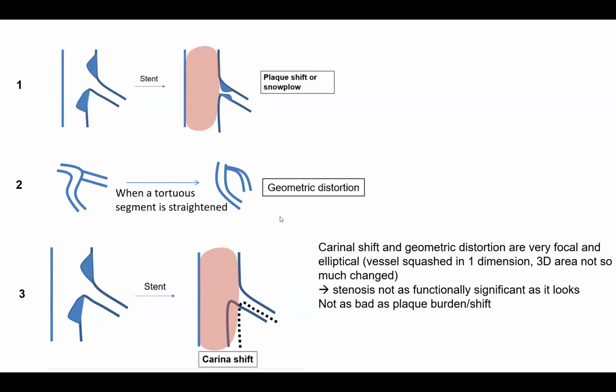Okay. The important thing is that the carina shift and the geometric distortion tend to be very focal processes and very elliptical, meaning they will look bad in one view, but they are elliptical. In 3D, the vessel may not be so much compromised. Okay, the vessel area may not be so much compromised, and therefore the stenosis may not be as functionally significant as it looks. It looks bad in one view, but it doesn't look bad in the other view, and three-dimensionally, it's not as bad. And here FFR will help you determine that. Overwhelmingly, they will not be significant despite bad pinching angiographically, especially in one view.